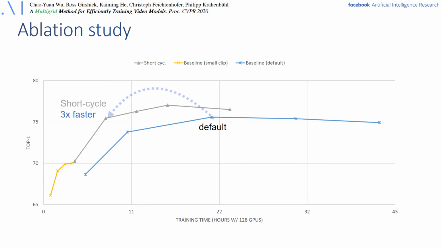Another ablation we're doing is using the short cycles now, which changes the spatial resolution and batch size in each iteration. And we can see that this provides a 3x speed up compared to the default constant input resolution in blue.